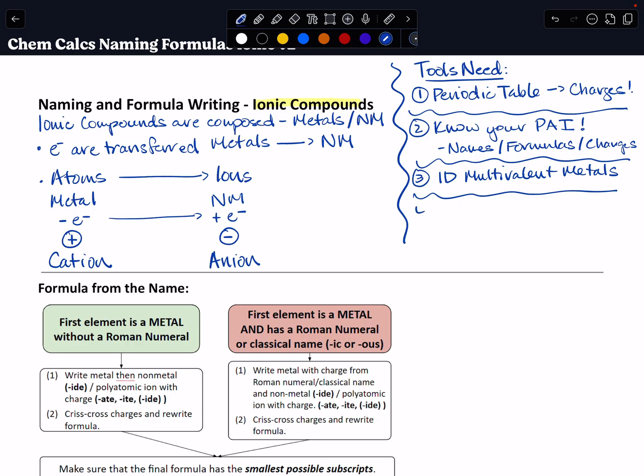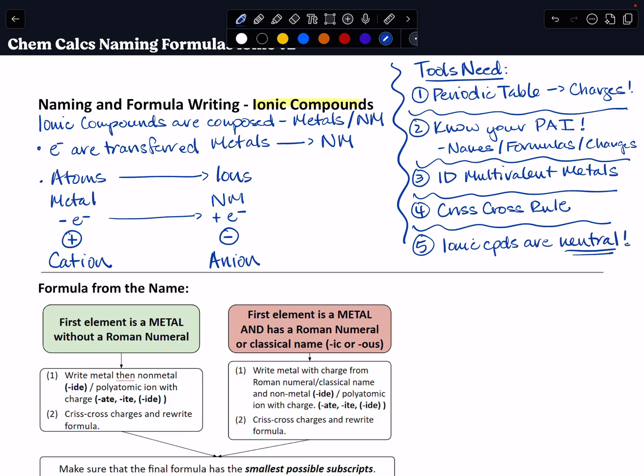All right. We also need to remember the crisscross rule. All right, now the crisscross rule is what lets us determine what the subscript should be in our formula unit for our ionic compound. And then finally, we need to remember that ionic compounds are neutral. All right, they are formed of ions, but those ions interact with each other in such a way that you have a balance of charge within that formula unit.